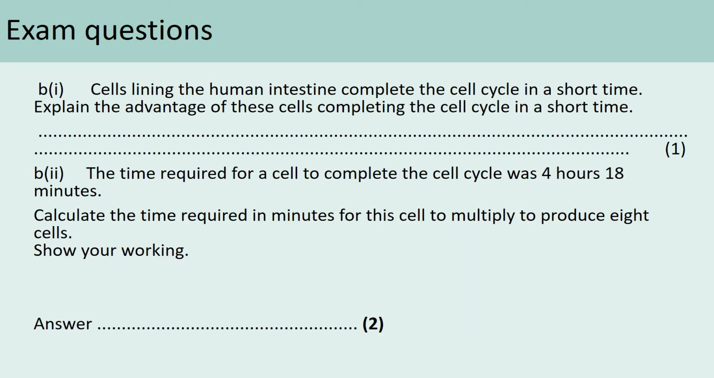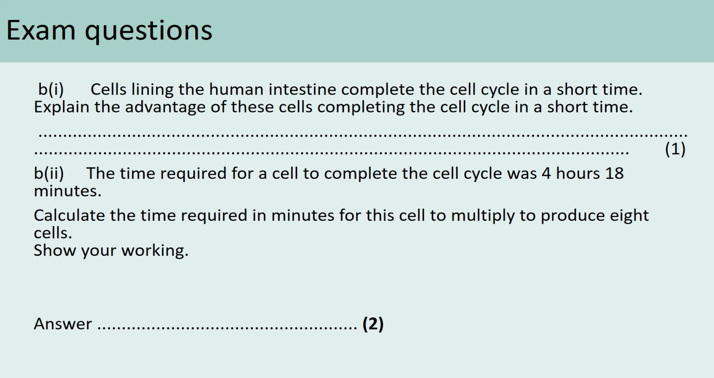Right, so now we're going to have a look at applying that knowledge to some exam questions. We've got 2 questions here. The first one is asking: cells lining the human intestine complete the cell cycle in a short time. Explain the advantage of these cells completing the cell cycle in a short time. Remember, the command word in there is explain, so you need to say why it would be an advantage.